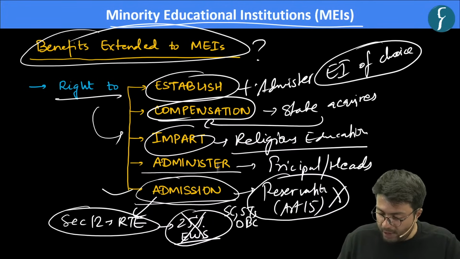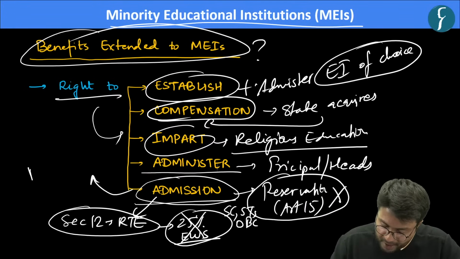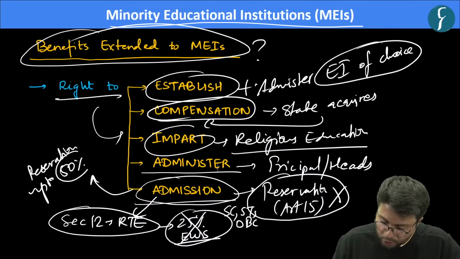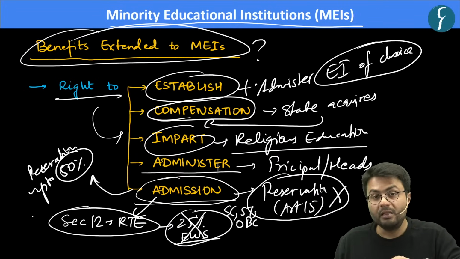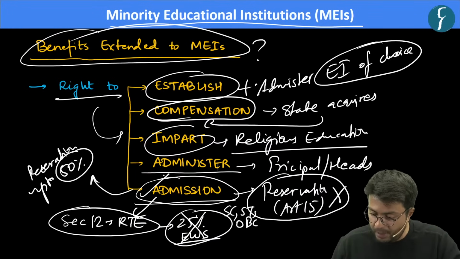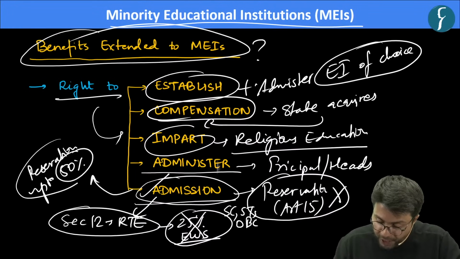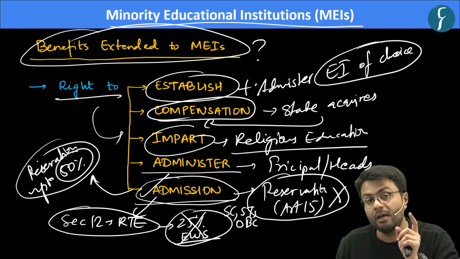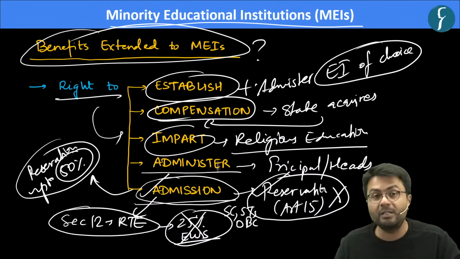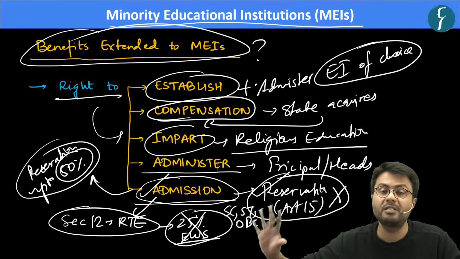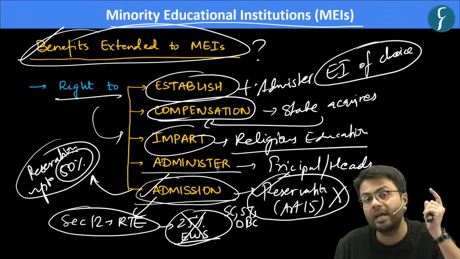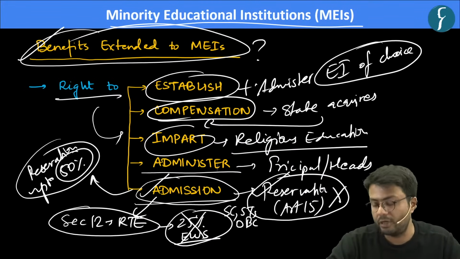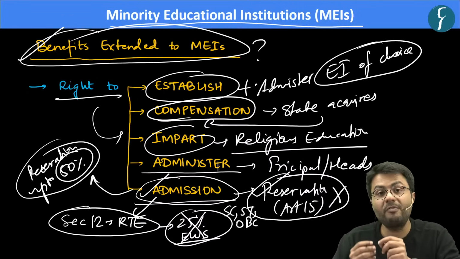Further, these educational institutions can also provide reservation of up to 50% to students belonging to their own community. Hence, these institutions have the right to seek admissions of up to 50% of students from their own community, and they are also not subjected to provide reservation to other socially and educationally backward classes. Hence, these are the benefits that are extended to minority educational institutions across the country. And this right is a very important right.